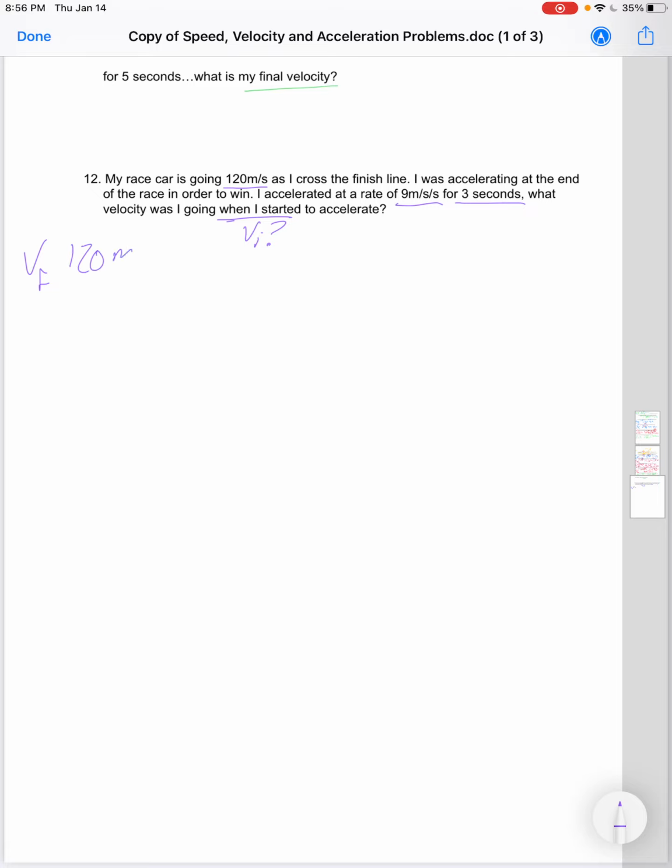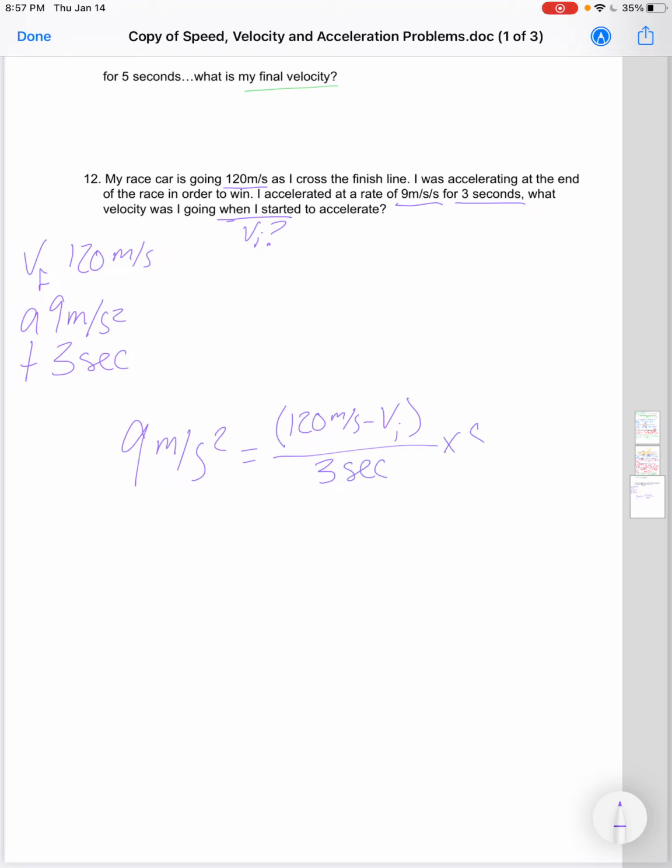Because we have the final velocity. As you cross the finish line, it was 120. We have the acceleration, which was 9, and we have the time, which is 3 seconds. All the space I had to just scribble all over. Okay, so 9 meters per second squared equals final velocity minus initial velocity, unknown, divided by 3 seconds.